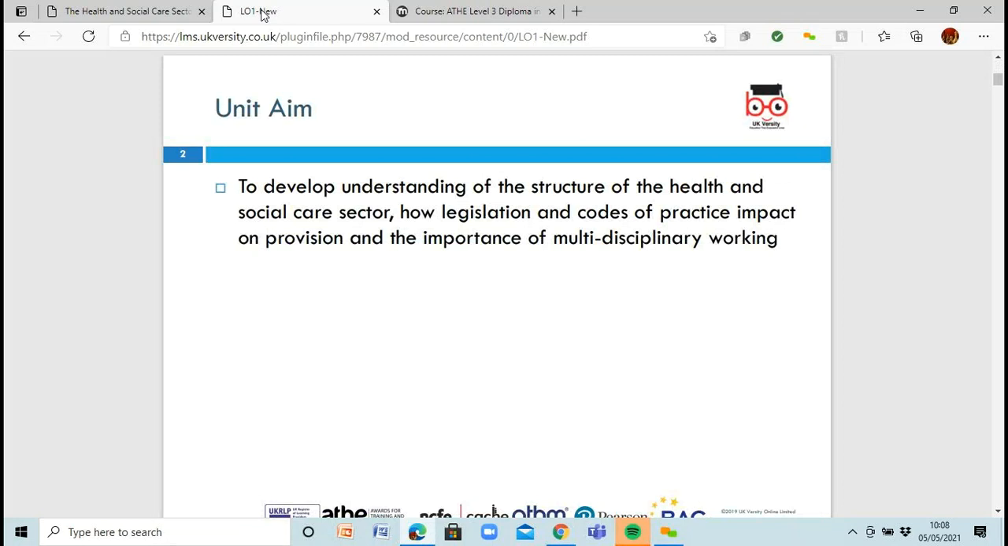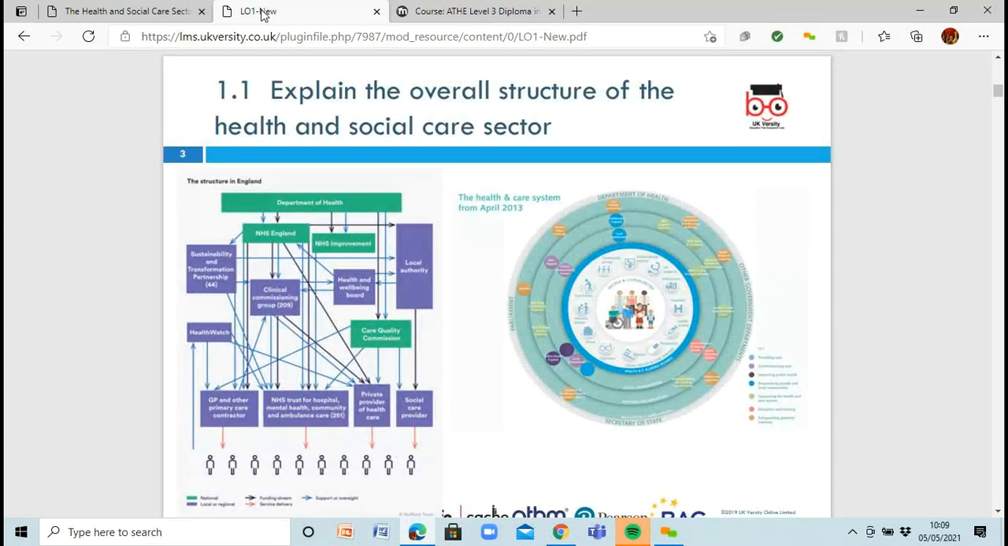So the aim of this unit is to develop your understanding of the structure of the health and social care sector, how the legislation and codes of practice impact on provision, and the importance of multidisciplinary working, so team working with different partnerships. So this first section here, it's giving you a couple of images on the overall structure of the health and social care sector.